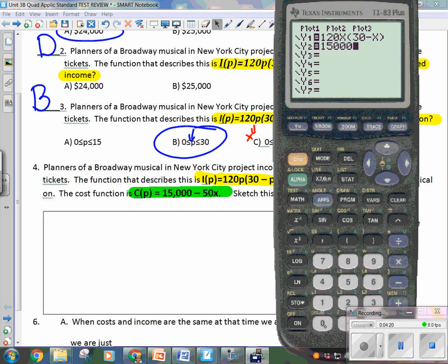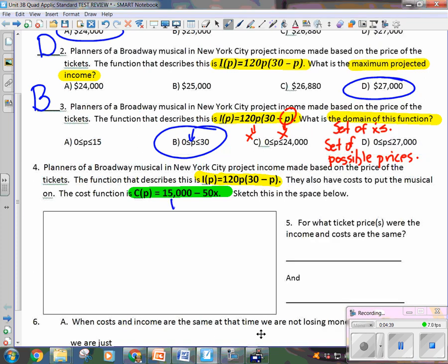15,000 minus 50x. Should have been a P, it's a typo, but we got an X in there. All right, I'm going to go back to my, actually I already have my numbers. If I have my window settings, okay, this is where I'm going to pause and I'm going to say check your window settings. Okay, remember we said the price of the ticket is going across the bottom.